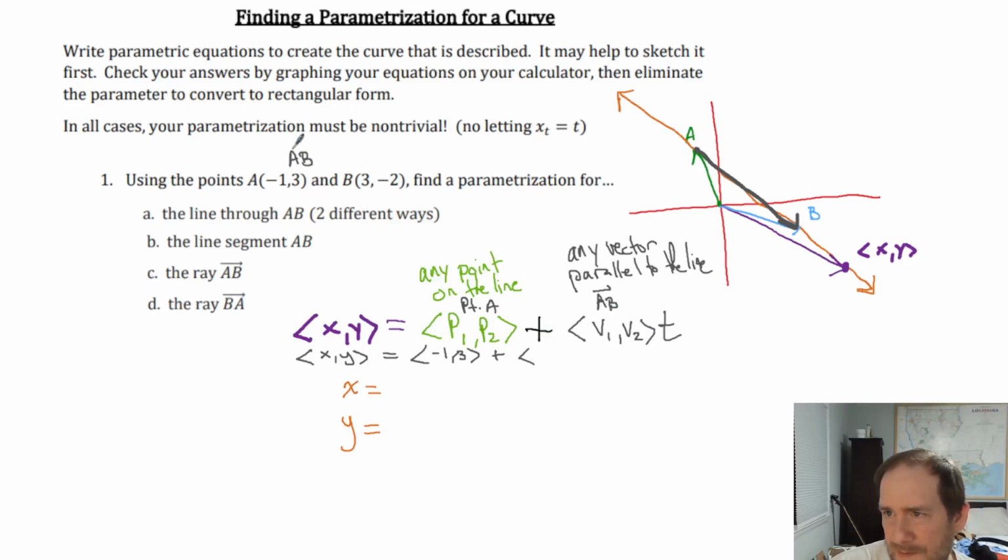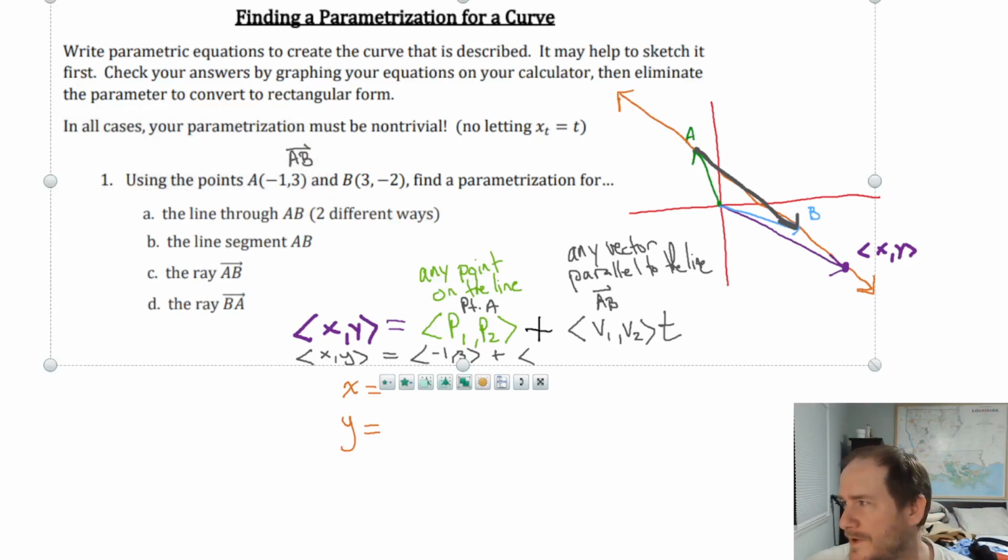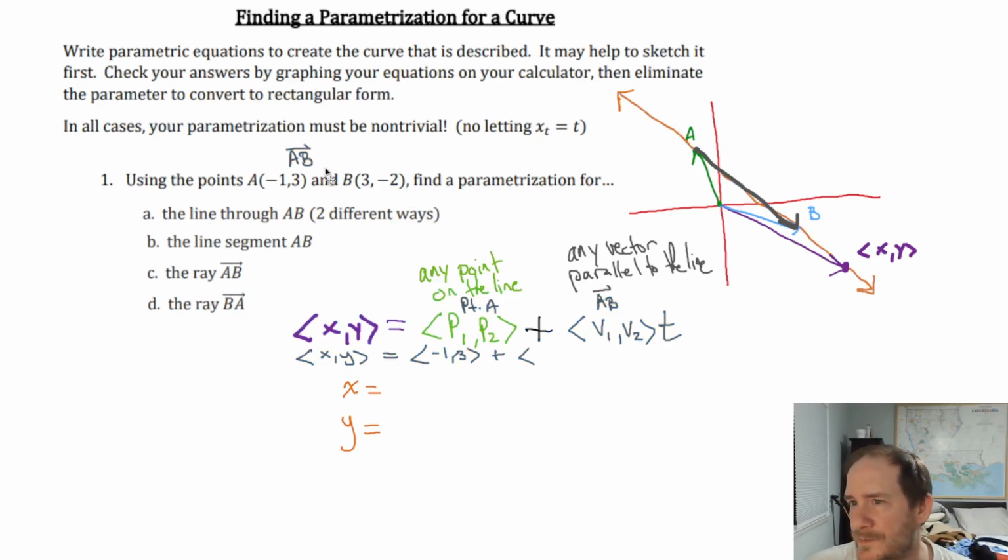So vector AB, this color is not great. Maybe it doesn't stand out. I'll change it. Why not? How's about a nice, well, that changed everything. How's about a nice royal blue? Boop. Alright. So where was I going with this?